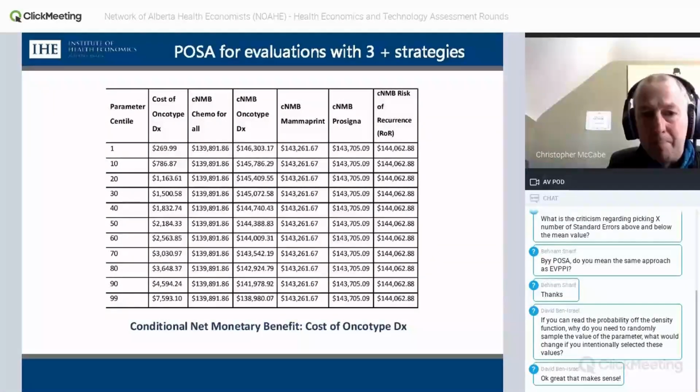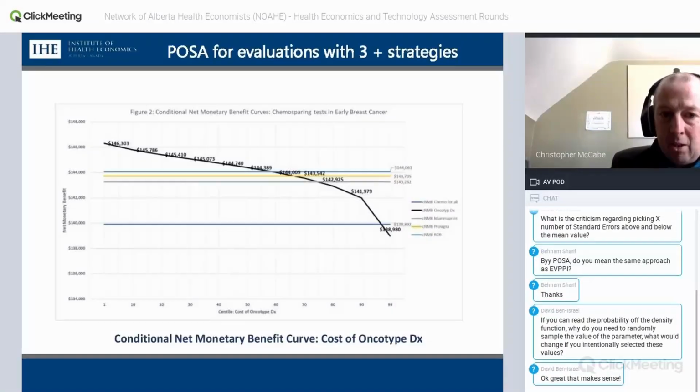And if you look, you'll see that, unsurprisingly, none of the other parameters are affected by this. The only set of net benefit that changes is the conditional net monetary benefit for Oncotype DX. Here we've plotted those absolute net monetary benefit curves for each of them, and you can see the others are unaffected, so predictably, they're just horizontal lines, and that's as they should be.